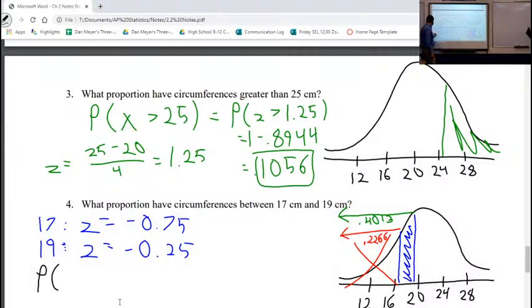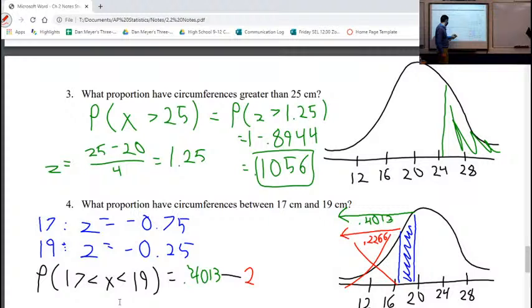So we are going to say the probability that x is between 17 and 19 equals, we're going to subtract these two. We're going to take 0.4013 minus the 0.2266. And I'm lazy and don't want to do that subtraction. What is it? Can't write. 0.1747.